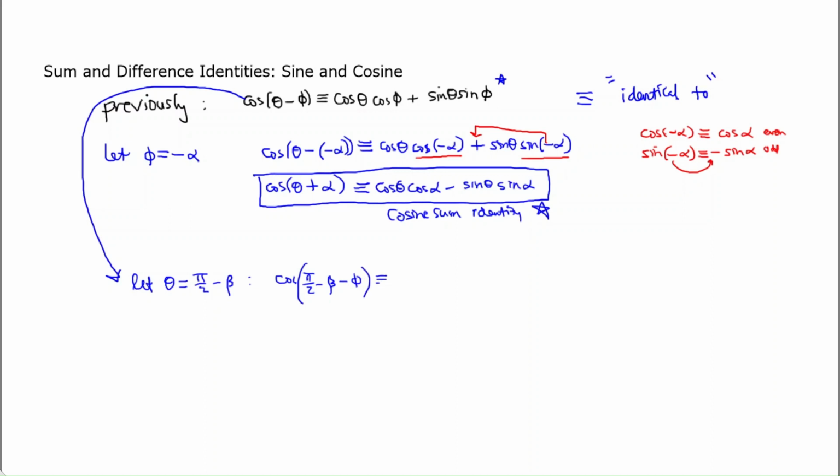Right hand side: cosine of pi over 2 minus beta, cosine phi, plus sine of pi over 2 minus beta, sine phi. Now we are going to use cofunction identities.